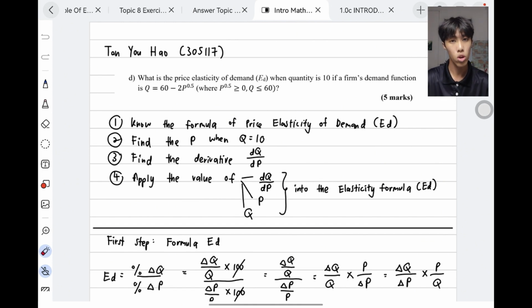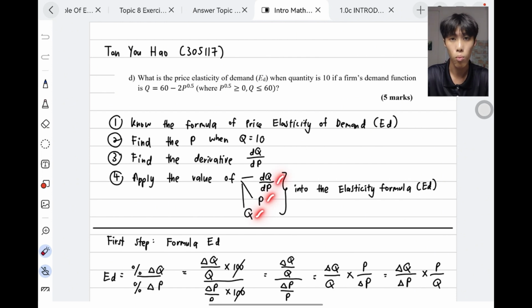So let's break down this question into 4 key steps. To solve this question, first of all we need to know the formula of price elasticity of demand, and next we need to find P when Q equals 10. After that we need to find the derivative of Q with respect to P. Finally, we need to apply the value of the derivative of Q with respect to P, the value of P and the value of Q into the elasticity formula.